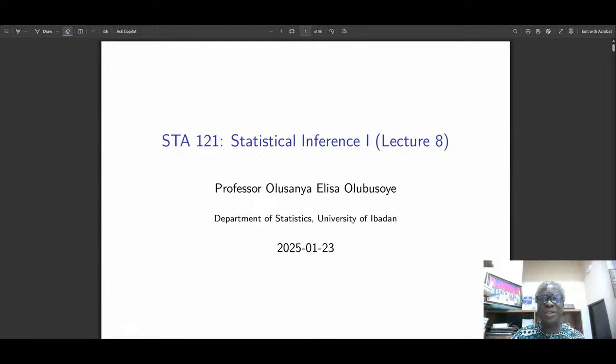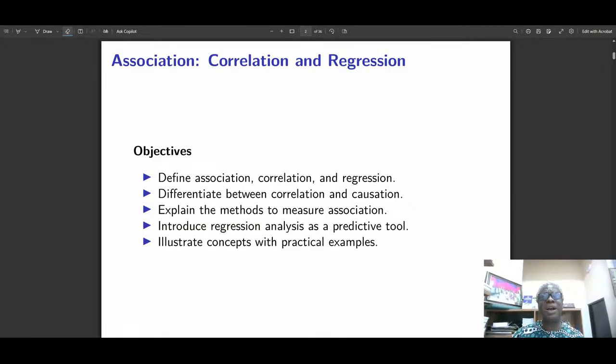Today, we will be focusing on association, which is correlation and regression. So we will explore how variables are related.